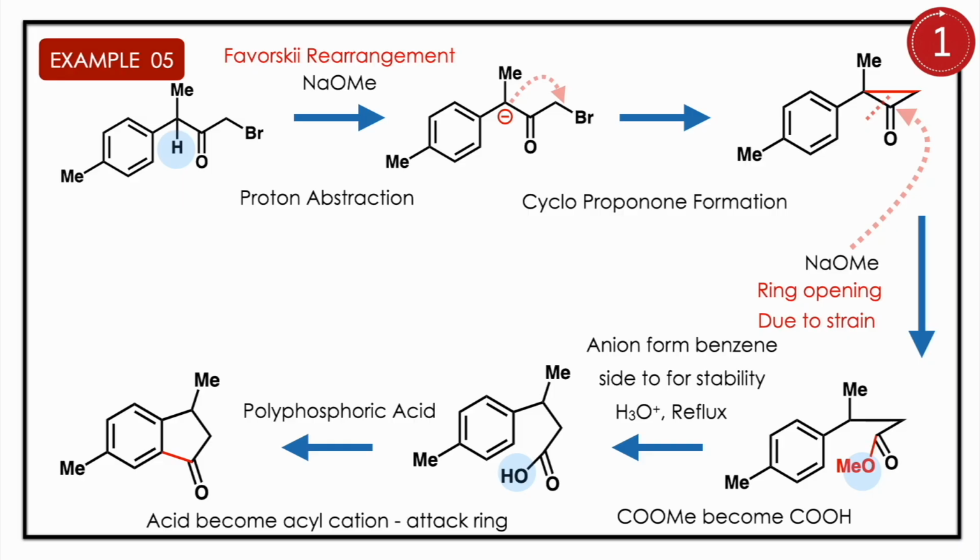Then you are using acid in reflux condition, which means ester becomes acid. If you are using ester in acidic hydrolysis condition, ester becomes carboxylic acid. Then the next reagent is polyphosphoric acid. It forms acyl cation, which attacks the ring. It's an aromatic electrophilic substitution reaction. You end up with the final cyclic product. The concept you outline here is that you should always master the reagents along with Favorskii rearrangement.